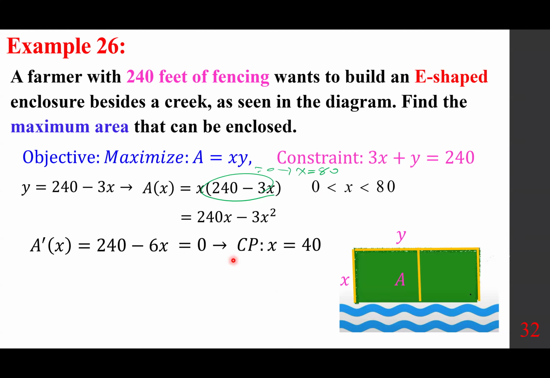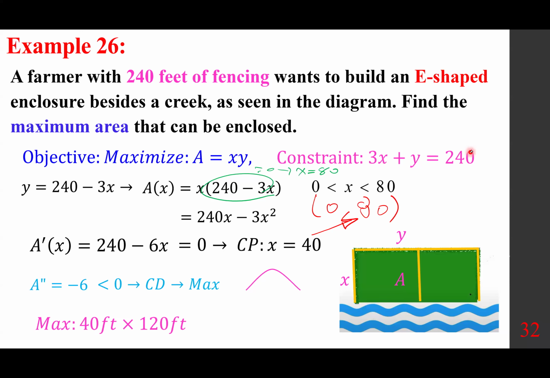We have an open interval of 0 to 80 with one critical point. So that is not only local, it's also absolute. The second derivative, A double prime, is simply negative 6, and negative means concave down, so a maximum at x equals 40. So if x equals 40, 3 times that is 120, subtracted from 240 gives you 120, and the area is 4,800 square feet. So that's very simple. You have to go back to the original one and figure things out.